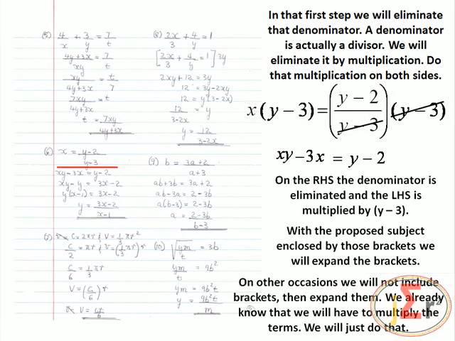We understand already that we will have to multiply any number of terms that we have here by the term that we have there. And instead of putting the brackets and then go ahead and expand the brackets, we will just do that in one single step, which is multiply the terms. And we will see that when we get there.